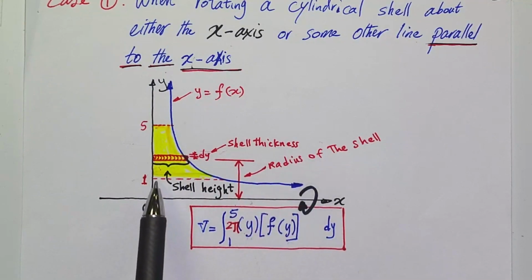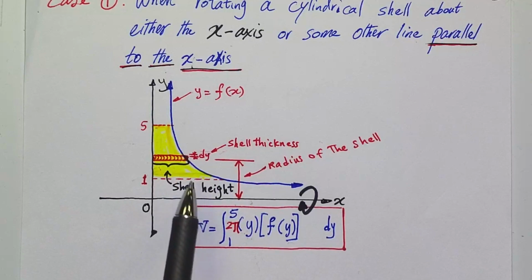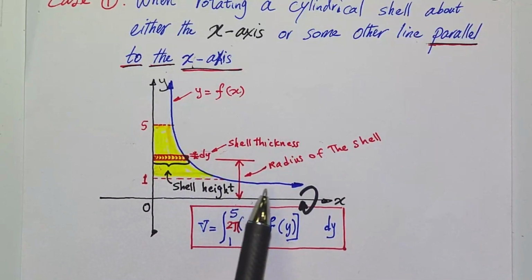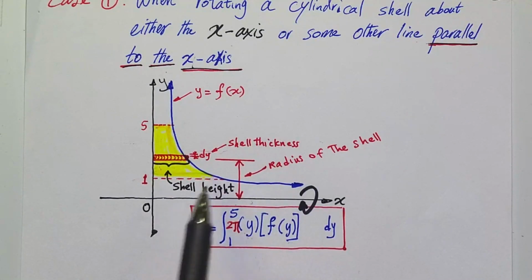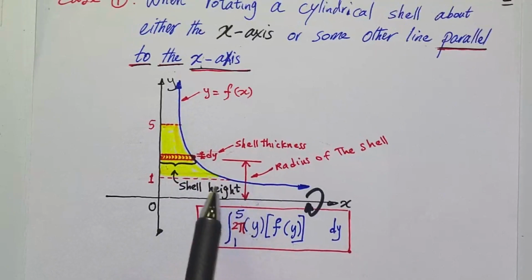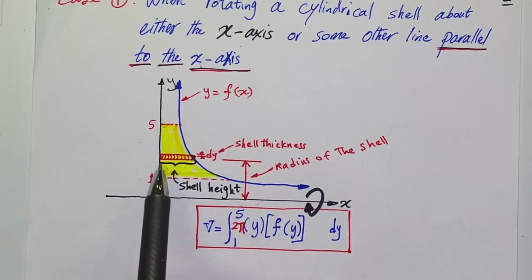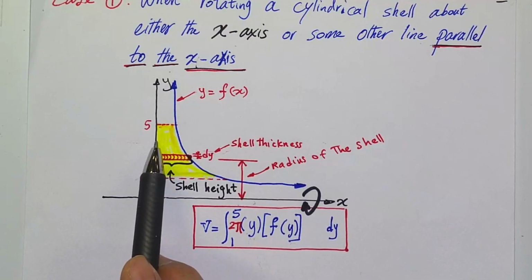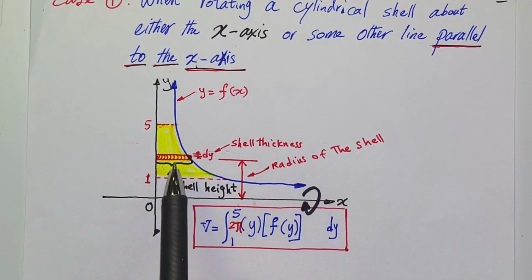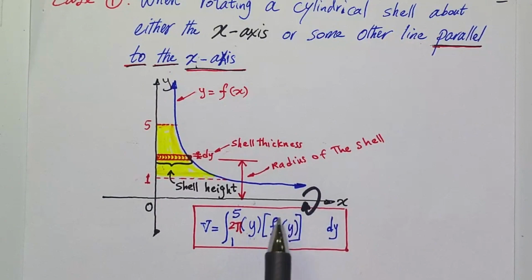And then the shell height would be this distance along the x-axis, or parallel to the x-axis, right? For every point on this curve, the shell height will change according to the distance of that point from the y-axis, which is the x value, right? So we would have x equals something, and we would integrate that, and that would be this function, f of y.